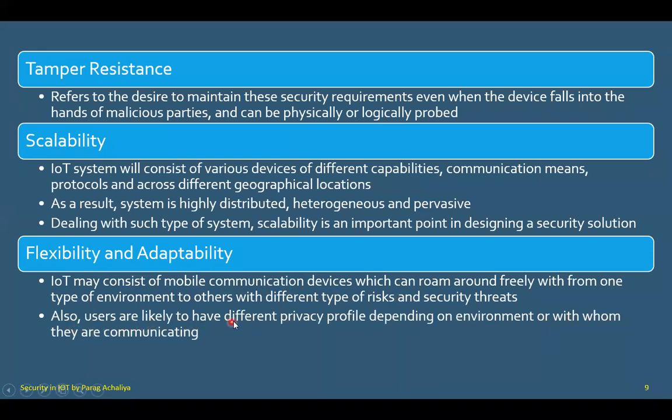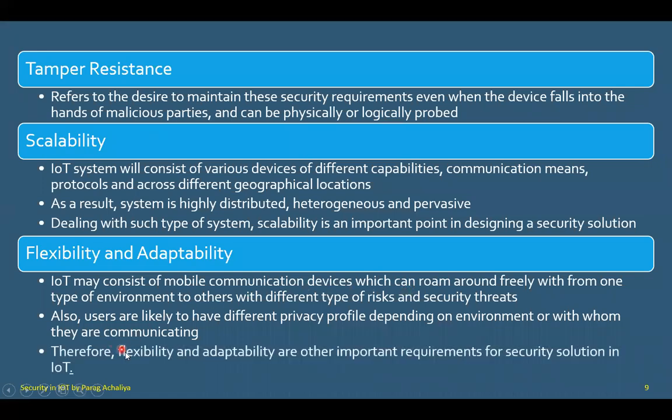Also, users are likely to have different privacy profiles depending on the environment or with whom they are communicating. In such cases, users are likely to have various profiles that depend on the type of environment they are dealing with and which kind of devices they are communicating with. That will be focused in this type of security. Therefore, flexibility and adaptability are other important requirements for a security solution in case of IoT. So we must focus on flexibility and adaptability as a part of your security requirement while implementing your IoT application. Why? Because of the mobile nature of various IoT devices.